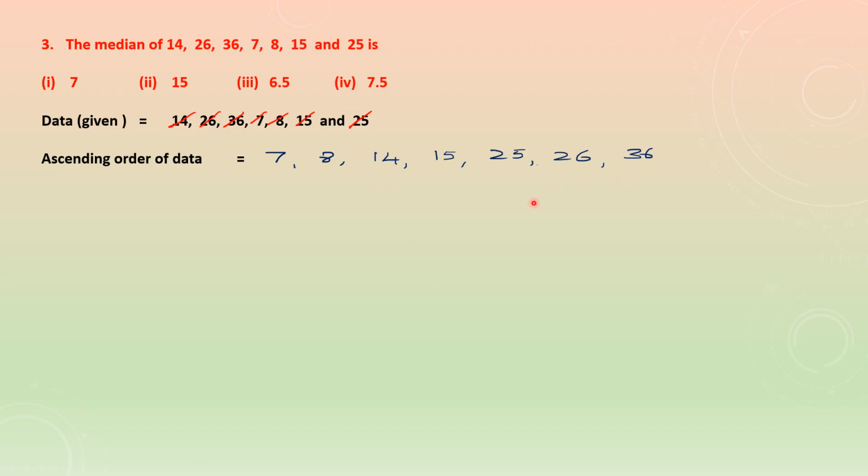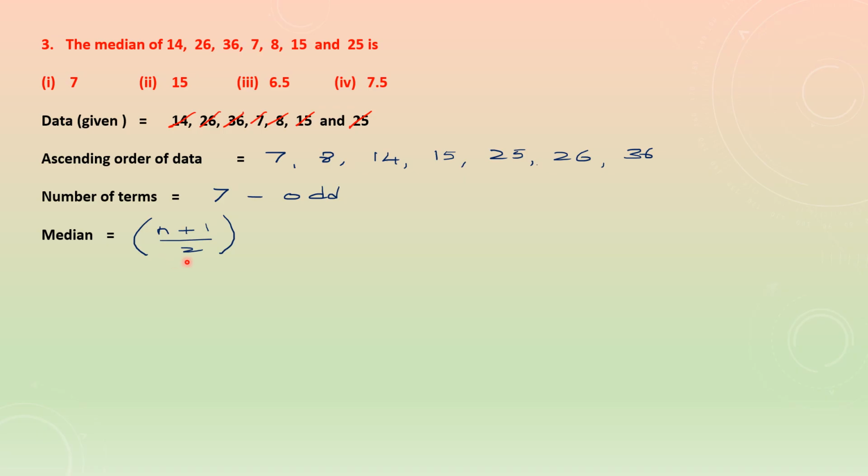The next thing we need to do is write down the number of terms. So let's count: 1, 2, 3, 4, 5, 6, 7. So the number of terms is 7 and this is an odd number, isn't it? 7 is an odd number. So now to find the median, when the number of terms is odd, we have to apply this formula, n plus 1 by 2. These are all the terms. Now which term is it?